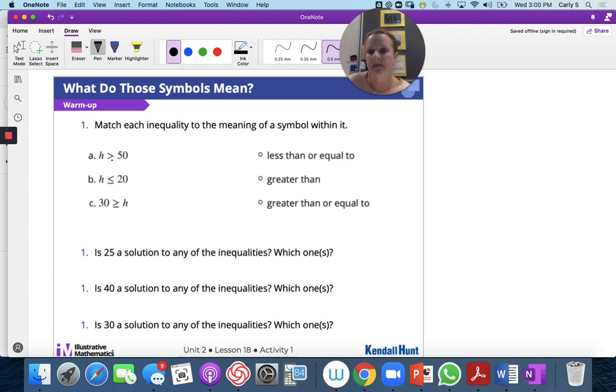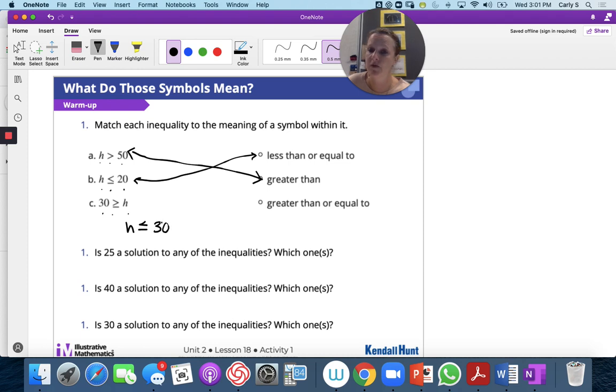So here, if I read this, this says H is greater than 50, okay? So that would be matched with this. Okay, how about this one? If I read it, I read left to right, this says H is less than or equal to 20. Okay, less than or equal to 20. Here, this says 30 is greater than or equal to H. Okay, I actually try to read this H is less than or equal to 30.